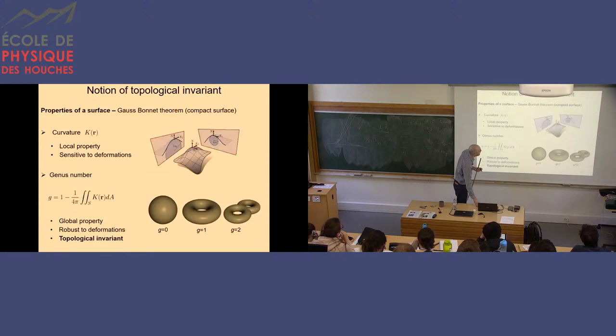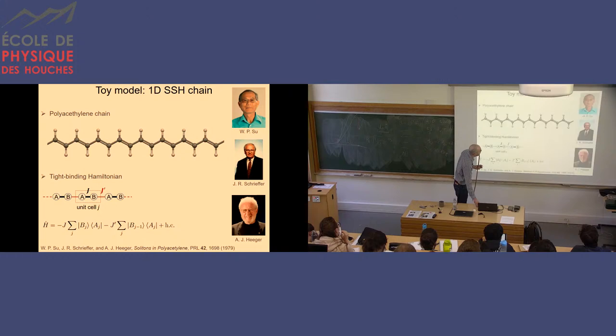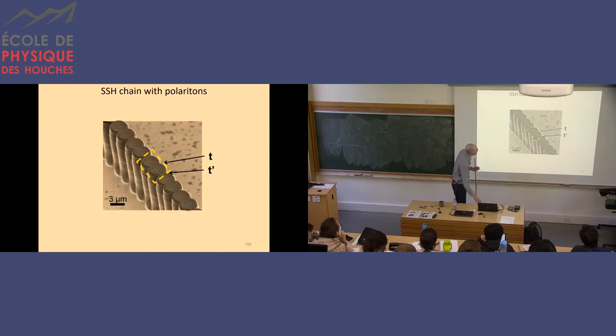I don't have time to go so much through the context actually, but I just want to show you the kind of lattice that we used. So we used a 1D chain here, a 1D chain of pillars, okay? And you see, if you look carefully at this image, that these two pillars are closer than these ones. Okay, so there is a modulation in the hopping.